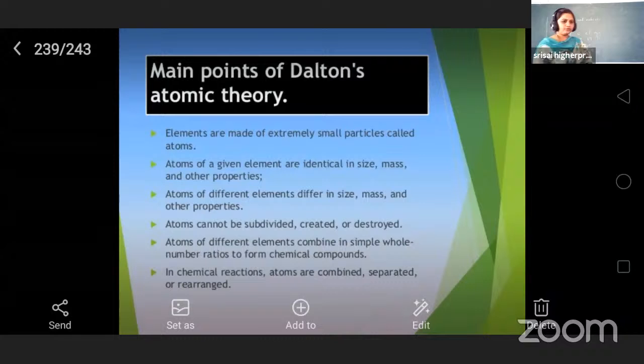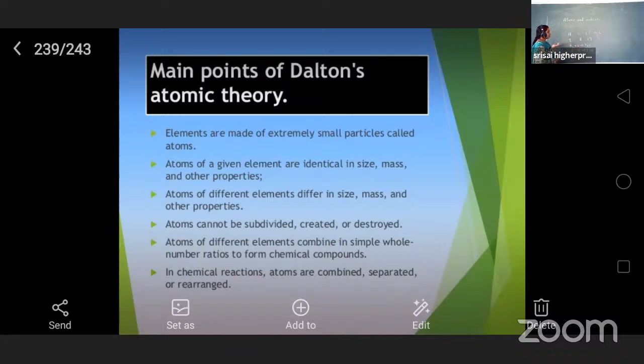8 only, correct, sir? Okay, 8, 1 is to 8. So what it says: atoms of different elements combine in simple whole number ratios to form chemical compounds. In chemical reactions, sodium plus chlorine gives rise to sodium chloride. Hydrogen plus oxygen gives rise to, what is that? Hydroxide means water. Okay, sodium chloride.